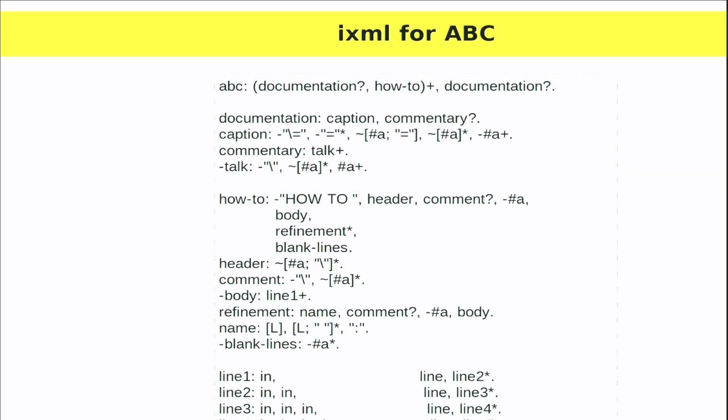Here's the ixml for ABC. I'm not going to go through it in detail, but it says that my input is optional documentation, followed by a how-to repeatedly, and then possibly documentation right at the end. The documentation just recognizes the backslash, which is the comment character in ABC. And a how-to starts with the word how-to, and then has a header and possibly a comment, and then a body, and then a refinement, and then possible blank lines, and so on and so on.